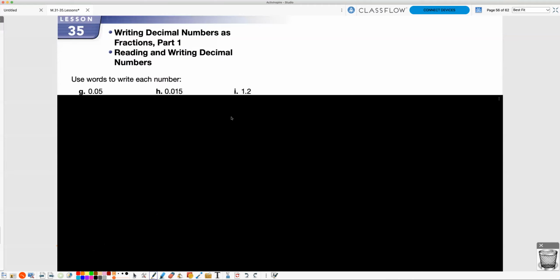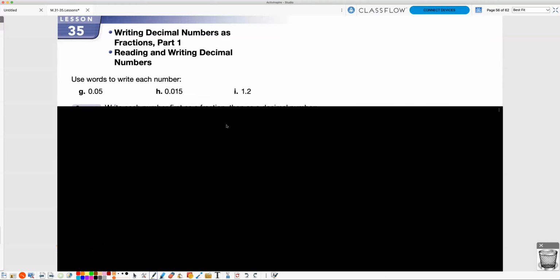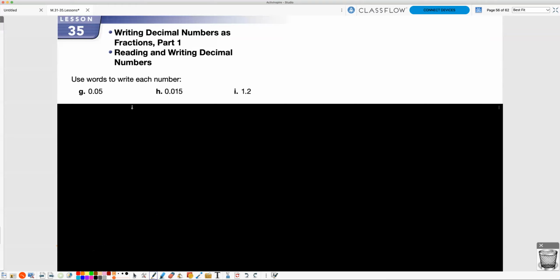All right. Use words to write each number. So letter G. G should be starting with 5. And then you have to look at what place value it ends in. It's not the tenths place, it's in the hundredths place. So I'm going to write 100, but then I need a THS on the end of that.